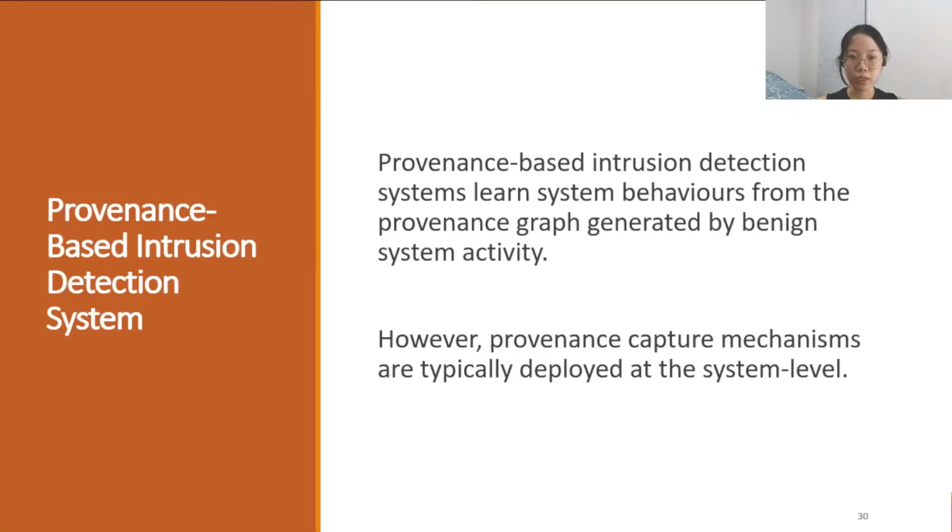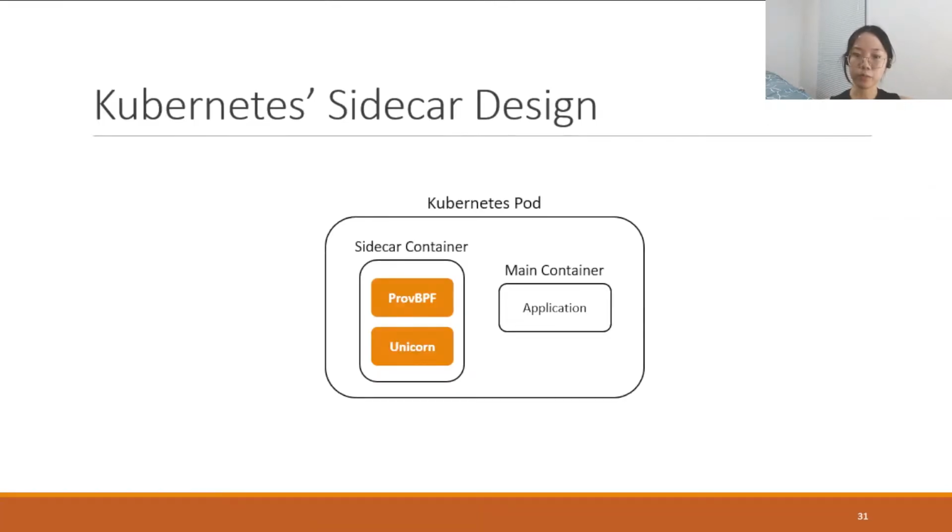In our second use case, we'll be looking at a provenance-based intrusion detection system, which learns system behavior from provenance graphs. However, most provenance capture mechanisms are typically deployed at the system level. This means that the intrusion detection system has to be deployed at the system level too, so the tenants cannot deploy their own intrusion detection system for their own containers. To allow that, we use the Kubernetes sidecar design to enable intrusion detection at a pod level.